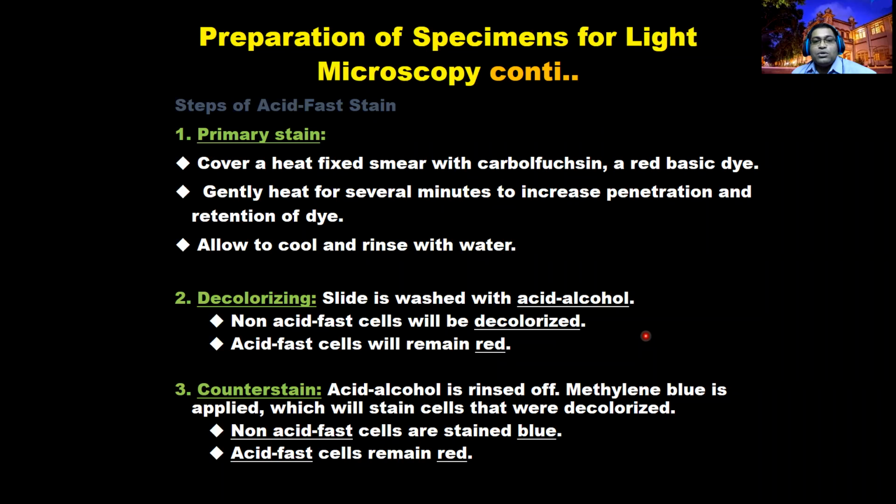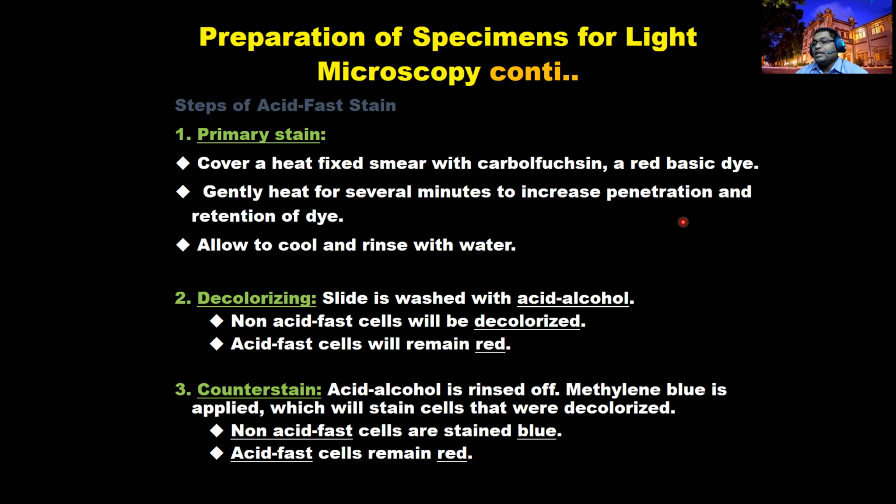The same principle is applied here, but with different dyes. The primary stain is carbol fuchsin, a red basic dye. In the gram stain, crystal violet is the first dye, but here you use carbol fuchsin. Gently heat it for several minutes after adding to increase the penetration and retention of the dye. Then allow it to cool and rinse with water to wash off the excess dye.